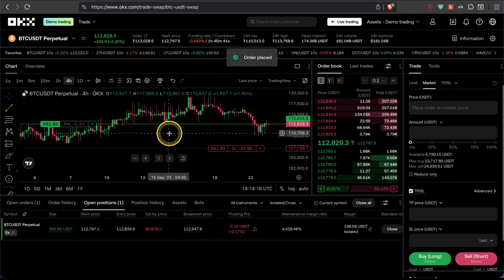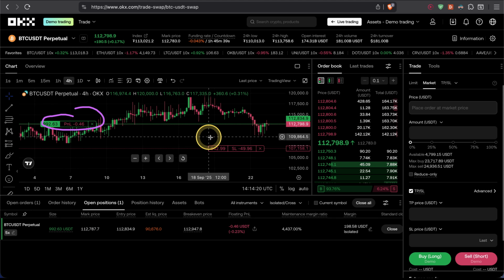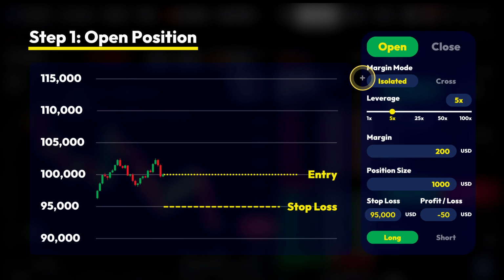We can also directly see it in the chart. This right here is where we entered, and down here is our stop loss. So now we've got this trade opened. If the price doesn't go in our desired direction, we've limited our losses to a maximum 1% loss.